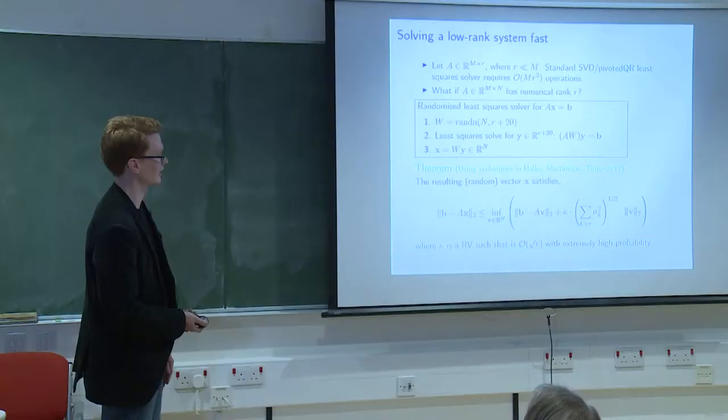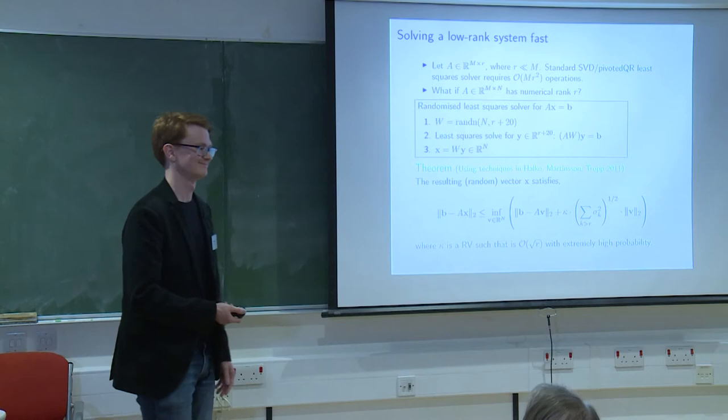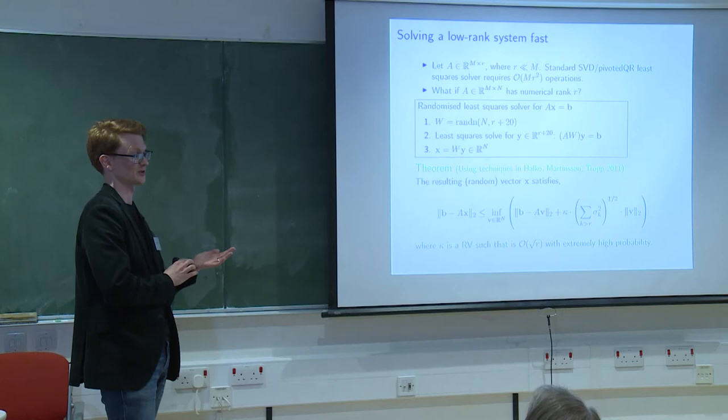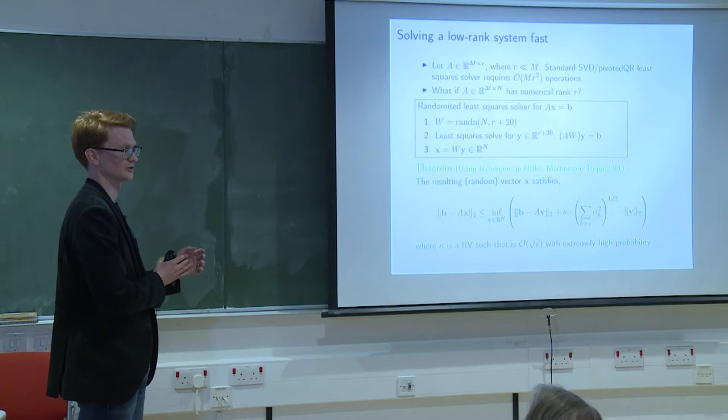What does the probability depend on? You say with extremely high probability, what does it depend on? It depends on these extra columns. So you have explicit formulas, but they're very messy and pessimistic, but they give the right result. It's a concentration inequality similar to what Nick was talking about.